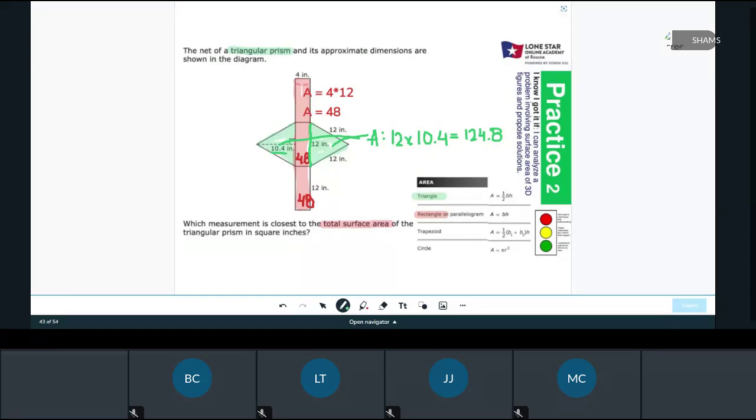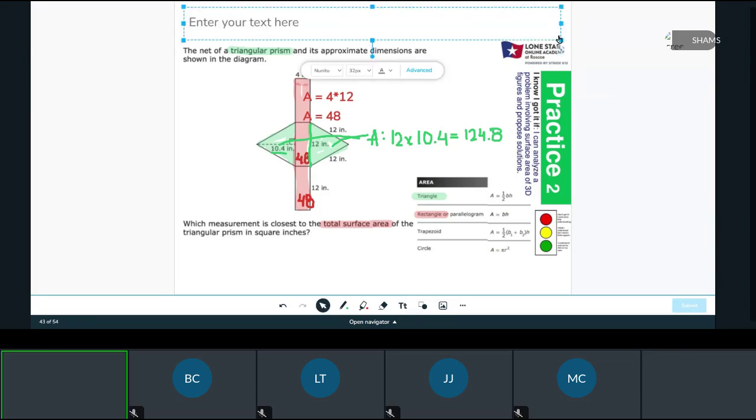Do we stop here, or is there one more step to figure out the answer? What do we do from here? We add. Blessing says then we have to add so we can find surface area, because surface area means total. So we have to add. There are 3 48s. And then we combined the 2 triangles, made it a 12 by 10.4, and we got 124.8. When we combined all this, how much did you guys end up getting?